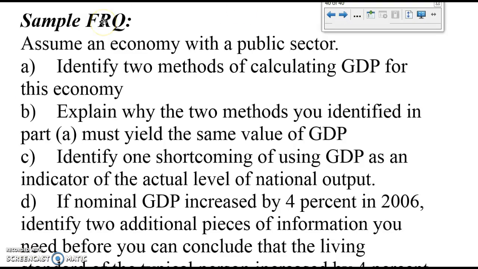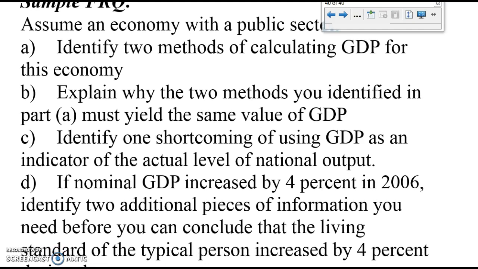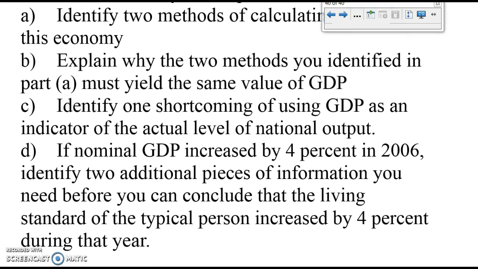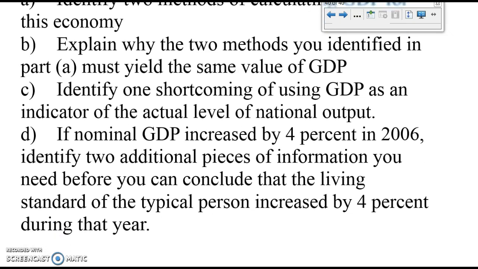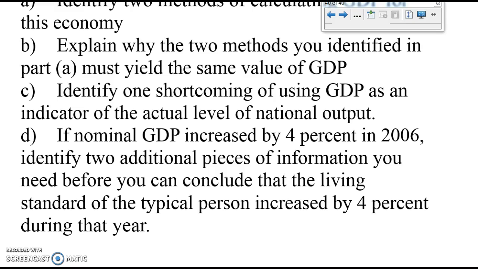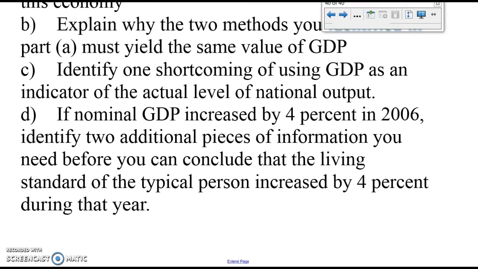And the last thing you're going to do in class today is this sample free-response question. Assume an economy with a public sector. Identify the 2 methods of calculating GDP. Explain why they must have the same value. Give one shortcoming of using GDP as an indicator of the actual level of national output. And then if nominal GDP increased by 4% in 2006, what are 2 additional pieces of information you'd need before you could conclude that the living standard of the typical person increased by 4% during that year?